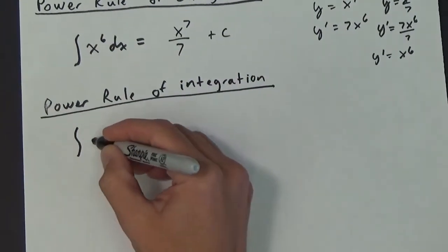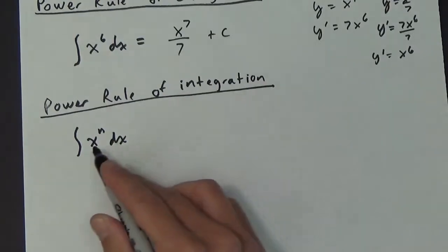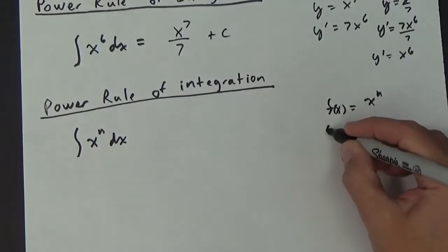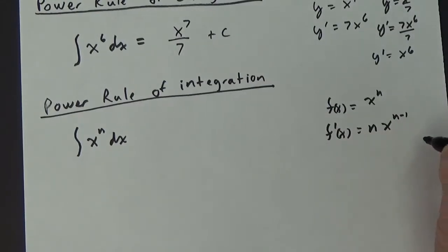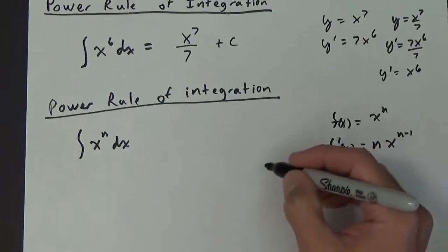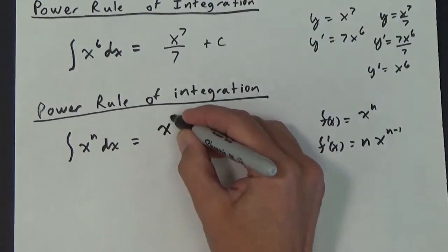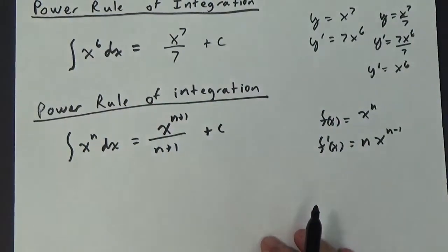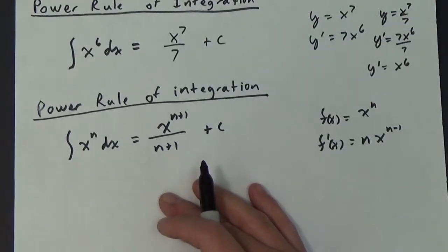Let's say we want to take the integral of x to the n dx. So let's see what that would be. Now, if you remember, if I have f of x equals x to the n power, for the derivative, the power rule is just n times x to the n minus 1. So we want to go backwards from that. And so the integral of x to the n is going to be x to the n plus 1 all over n plus 1 plus c. This gives us a good rule to help us figure out the antiderivatives, or the integrals, of a power. So let's go ahead and use this.